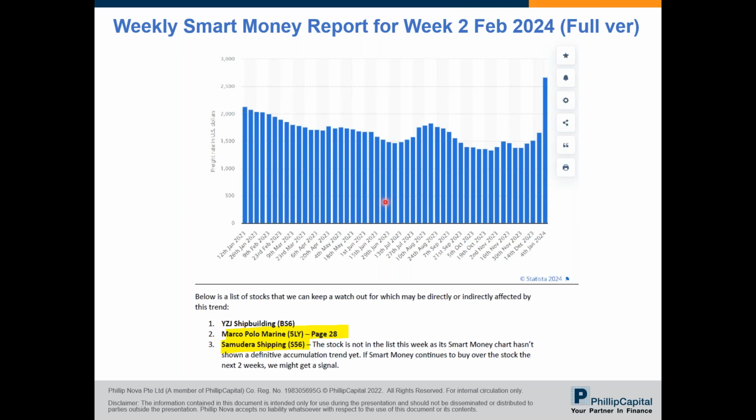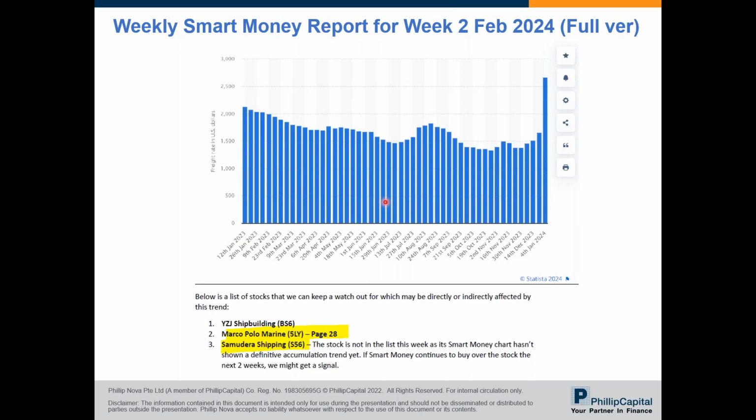If you think this conflict is going to be there for a while, and many of these ships will continue to have to travel further, and companies sending goods across the globe will have to spend more on shipment or transportation, then perhaps some shipping companies may benefit from this. In Singapore, there aren't many shipping stocks, right?